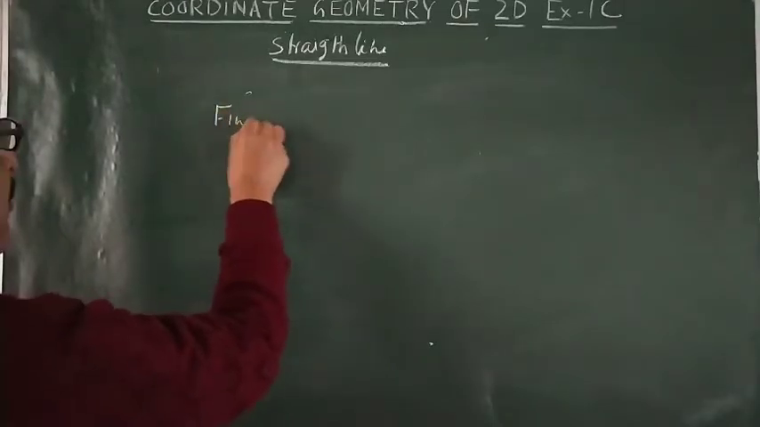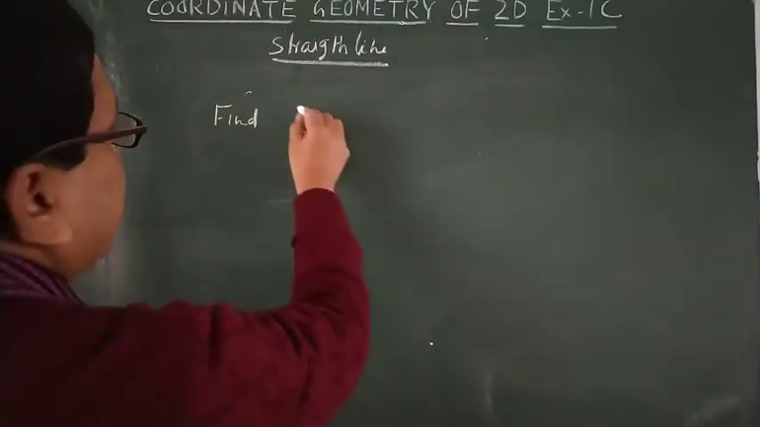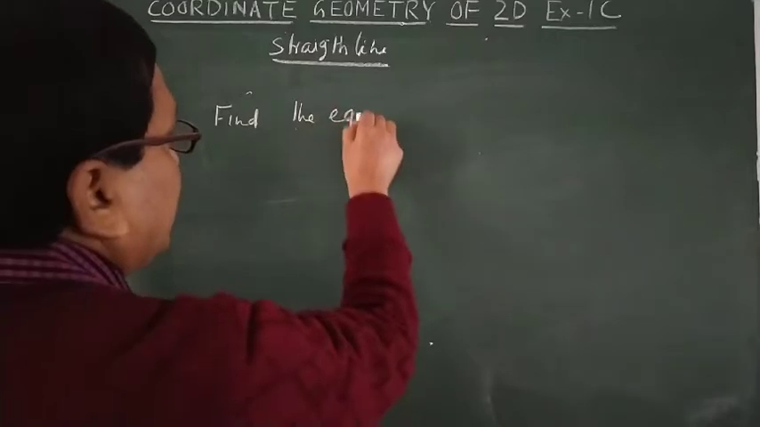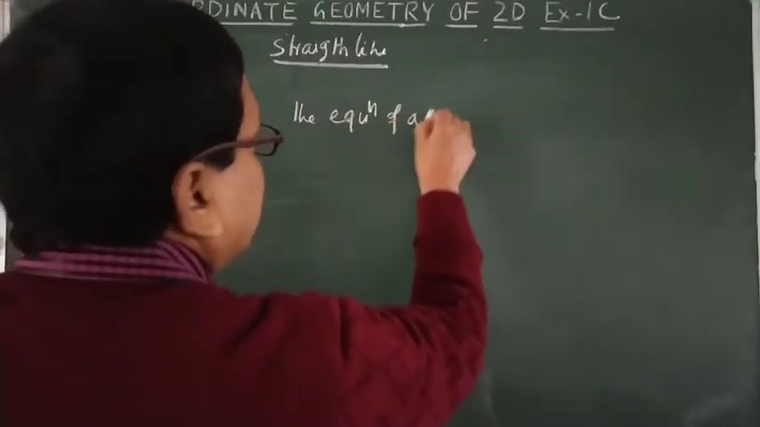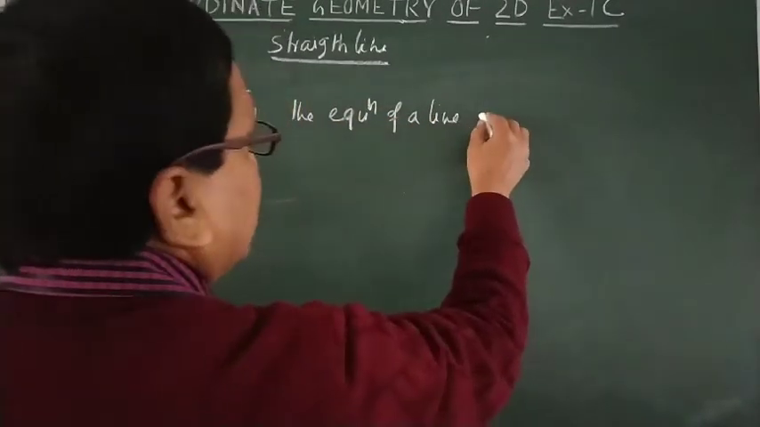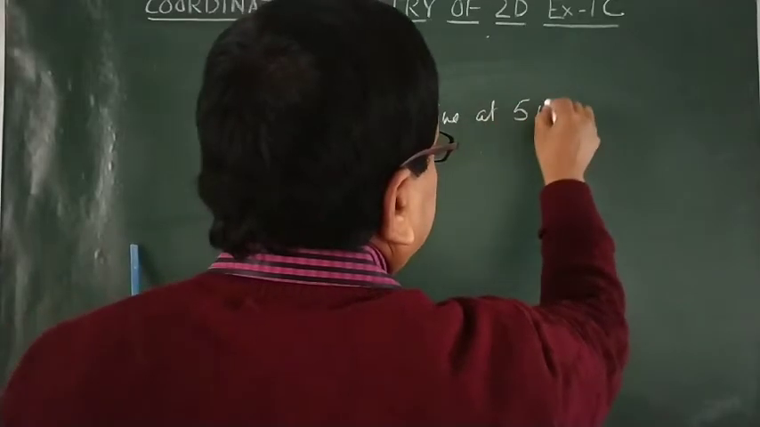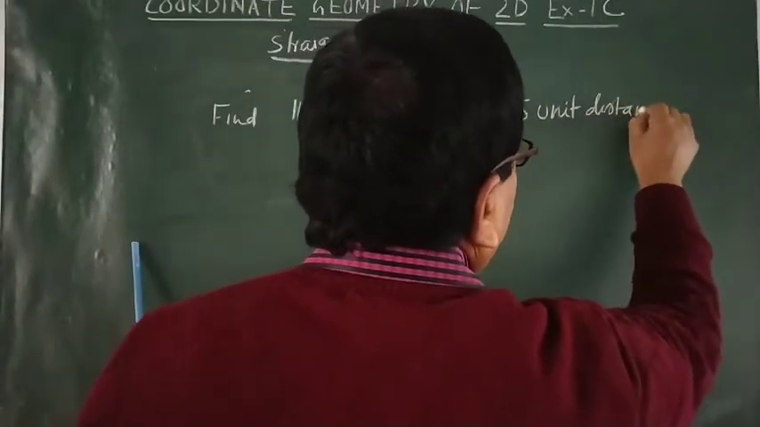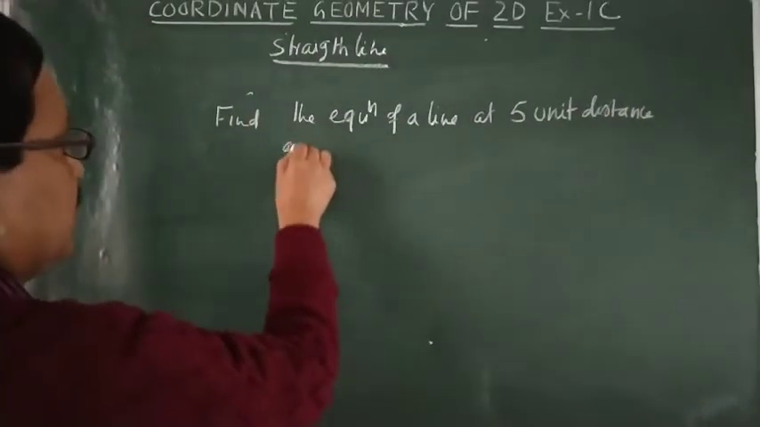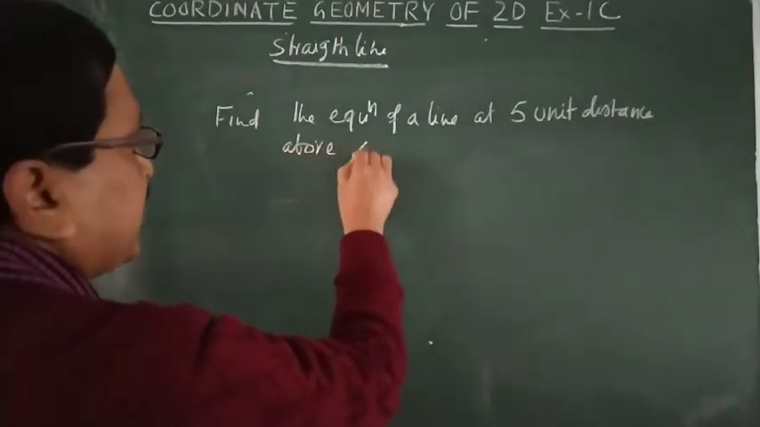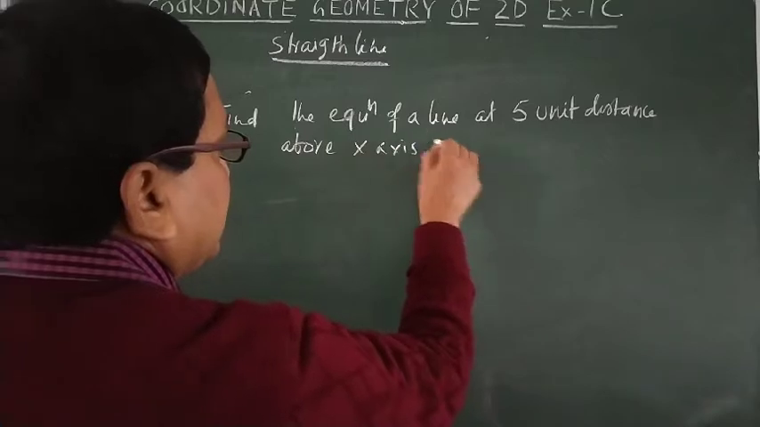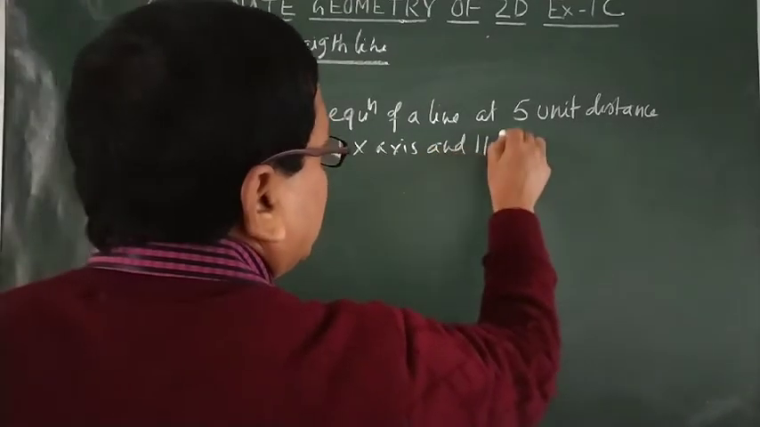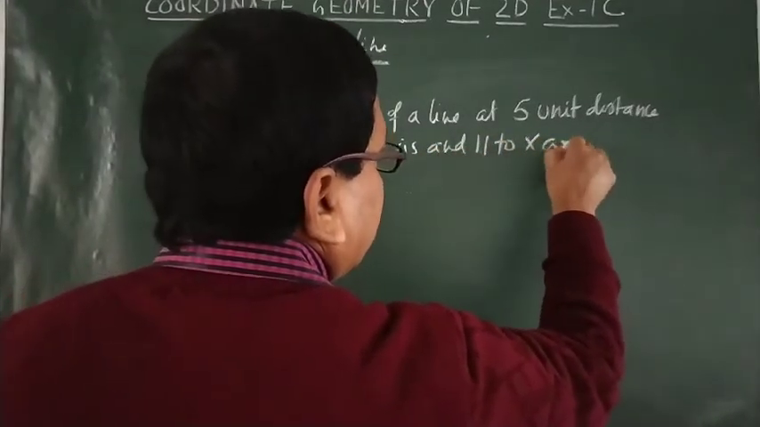Third problem, a basic problem. Find the equation of a line at 5 unit distance above the x-axis and parallel to the x-axis.